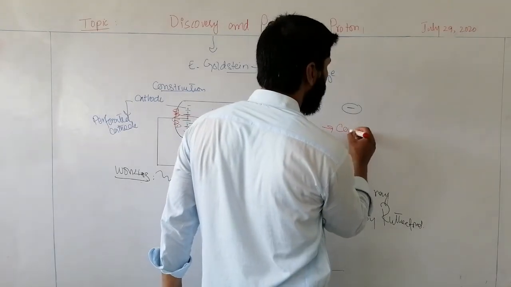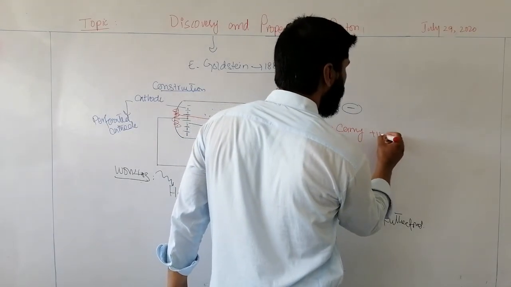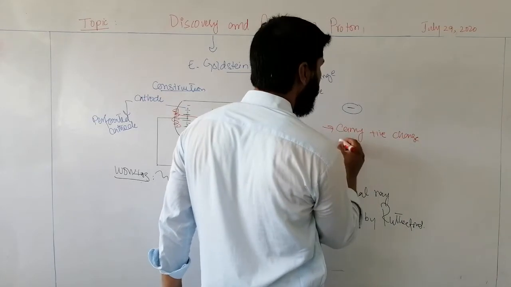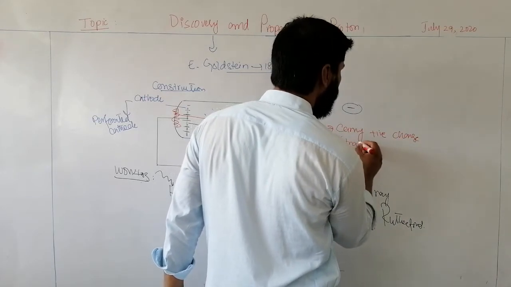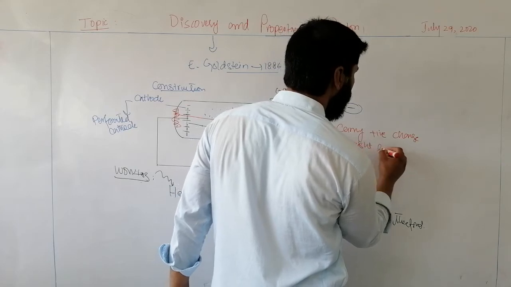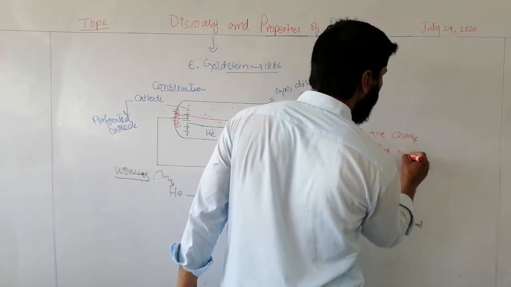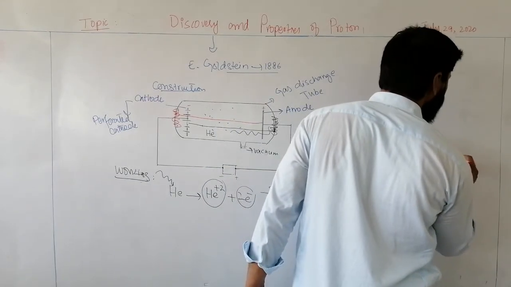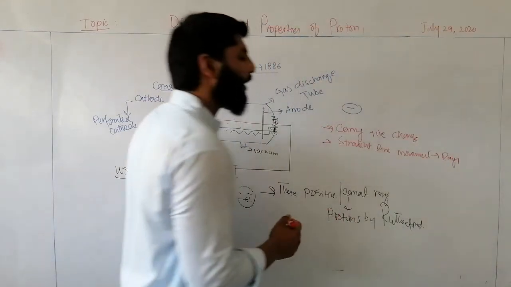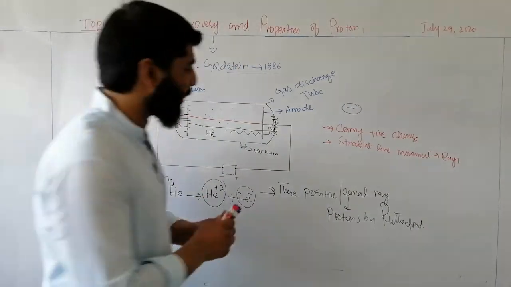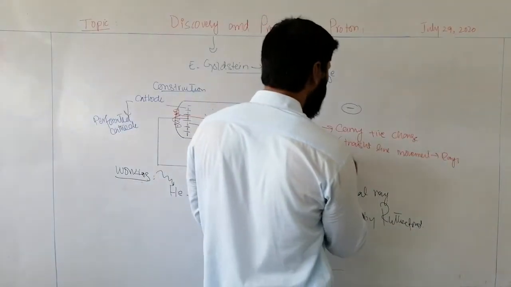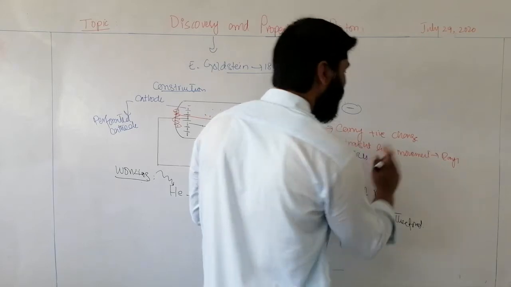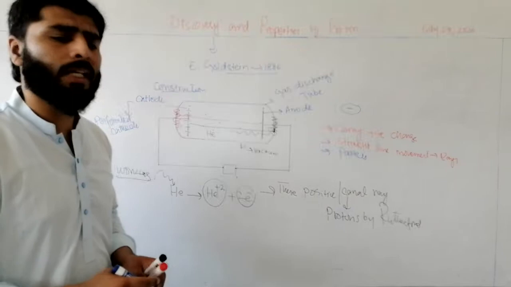They carry positive charge. They travel in a straight line. Straight line movement or straight line trajectory means these are rays. They carry mass as well, so they are also material particles. They are rays as well as particles.